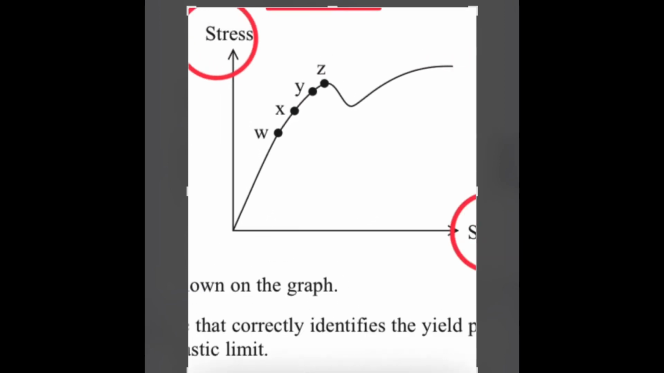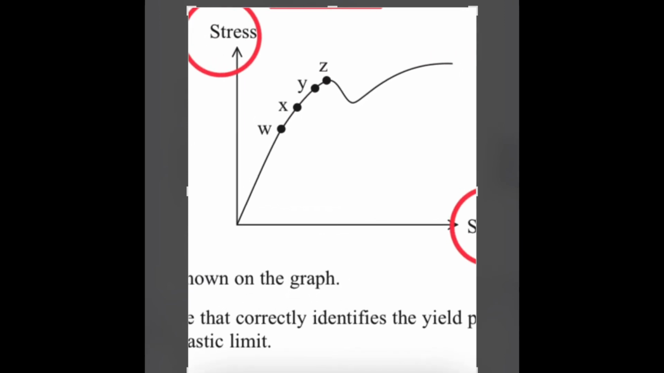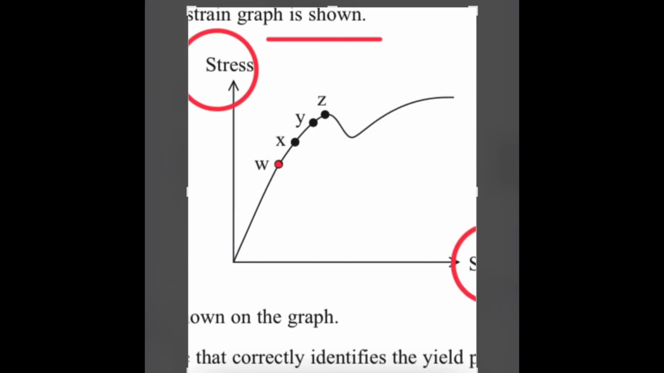So basically the thing is, we can clearly see that the line up to W is proportional, right? It is a straight line, but after W it curves out. So basically W is the limit of proportionality, where up till W the stress is proportional to the strain, and so the gradient is constant. So this is the limit of proportionality, and after that X is basically the elastic limit.